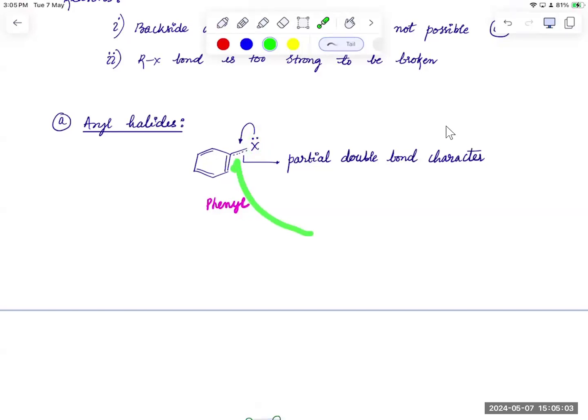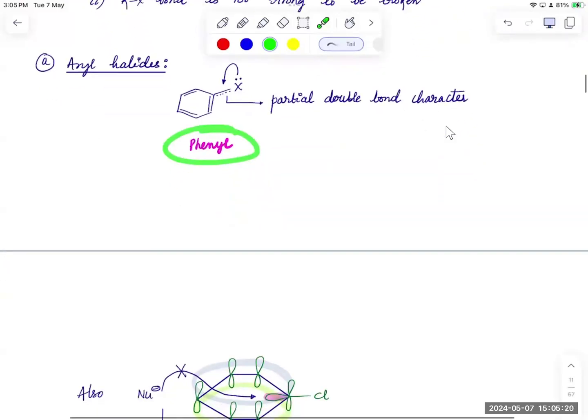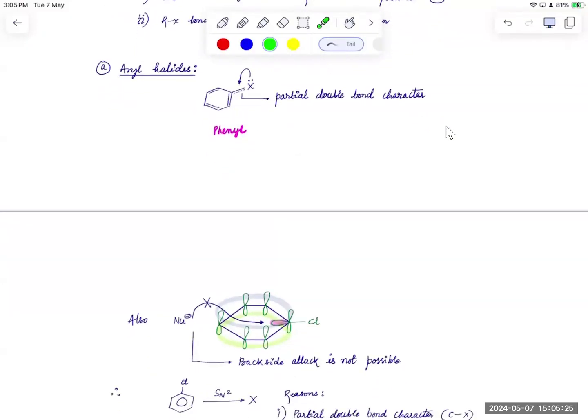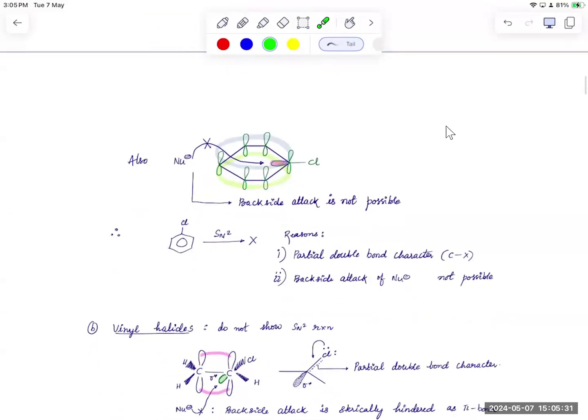Do you expect the nucleophile to come here and attack? Not possible, because X will have a double bond character here. So it will start showing a double bond character. That's why aryl halides will not give any kind of SN2 reaction. You can see that here, this is the orbital to which the nucleophile should attack, but you can expect that this attack is not possible if the Cl leaves here. So backside attack is not possible.